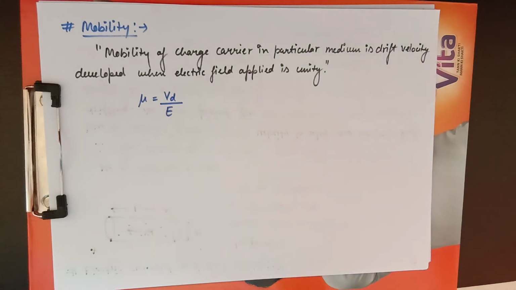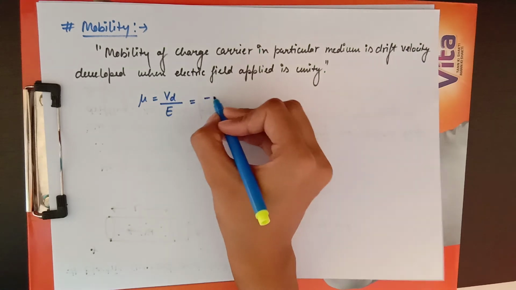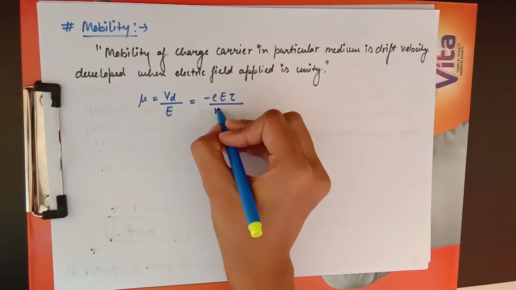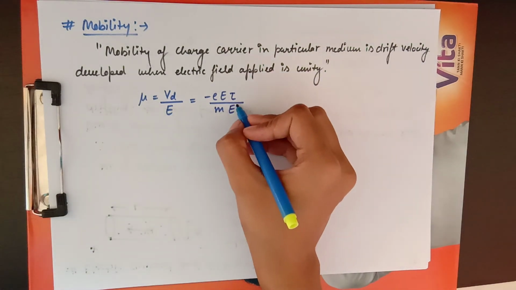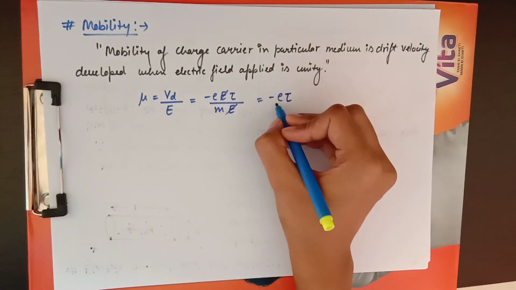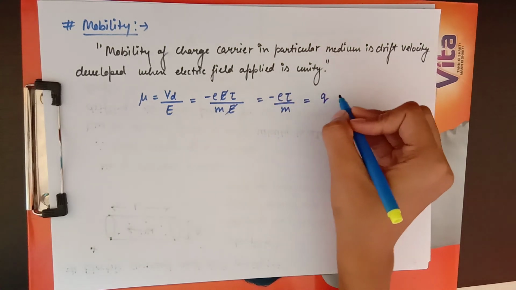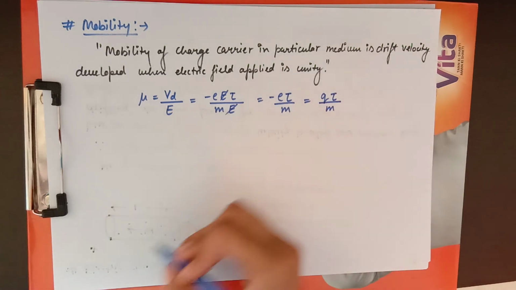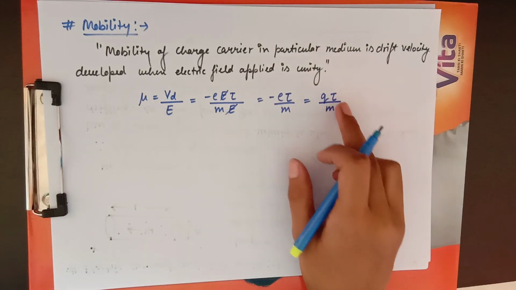In place of Vd, I can write minus e tau divided by m. We have already derived it. There is already one E in the denominator, so E gets cancelled out, and mobility comes out to be minus e tau divided by m. Or in place of minus e, I can write q, the charge, into relaxation time divided by m. So mobility depends upon charge, time and mass.